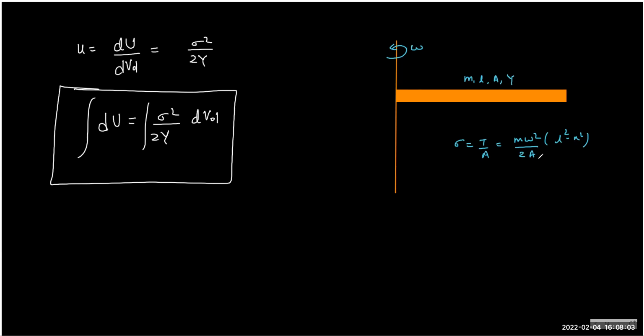You can check the previous notes and tell me. So m omega square by 12 into L square minus X square. Correct. So this is stress. You can see stress is a variable. So if I go x and cut dx, in this volume I can find the energy.